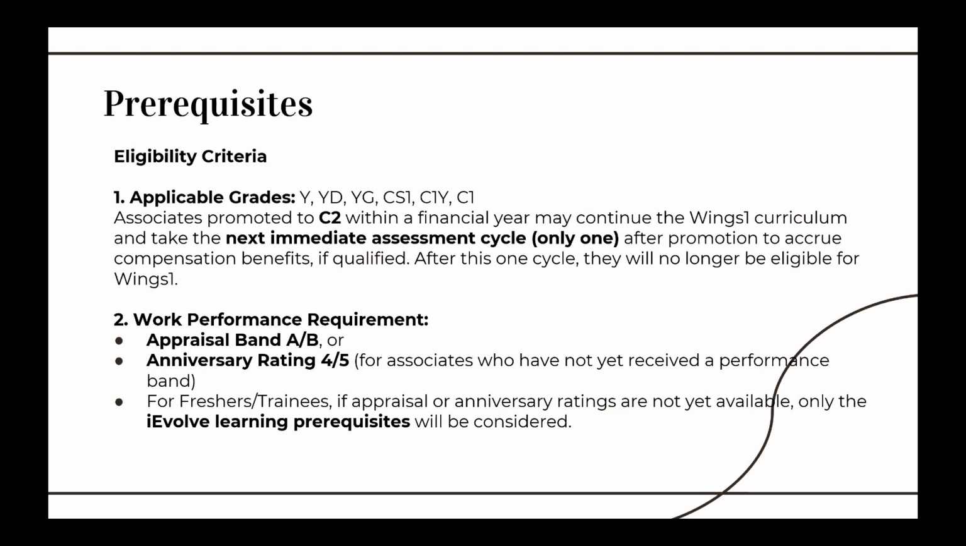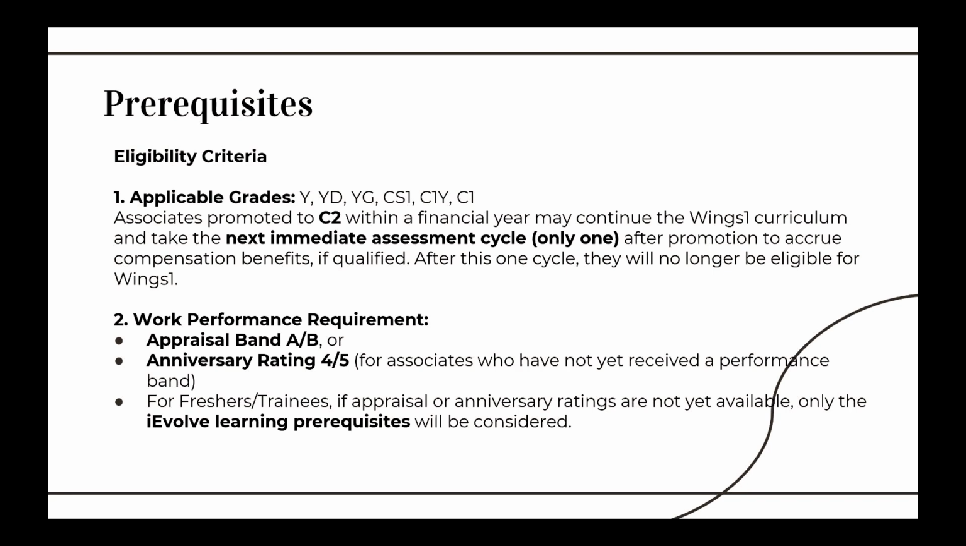Now talking about the C2 grade, if associates are promoted to C2 grade within the same financial year, then they are also eligible just for the immediate next cycle of the Wings 1 program. So let's suppose you got converted from C1 to C2 in March or April, then in the next cycle, which is going to come in June, you will be eligible to appear for the digital exam, irrespective of being a C2. That will be the exception case.